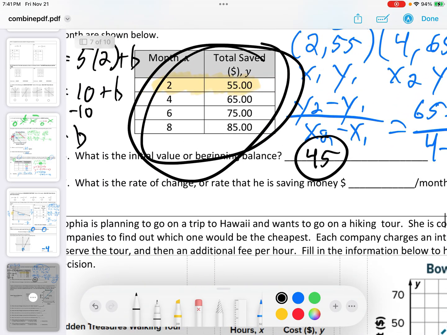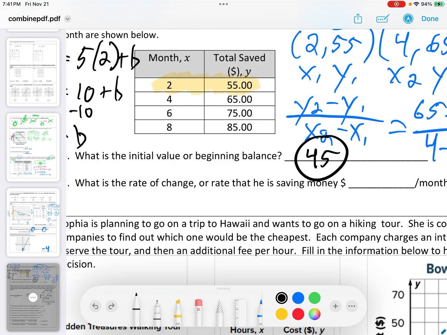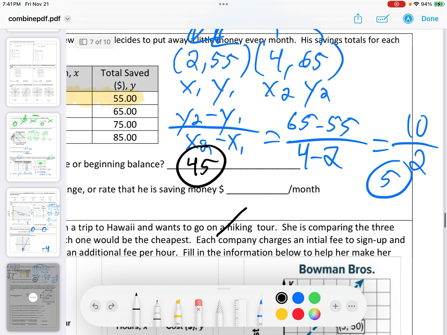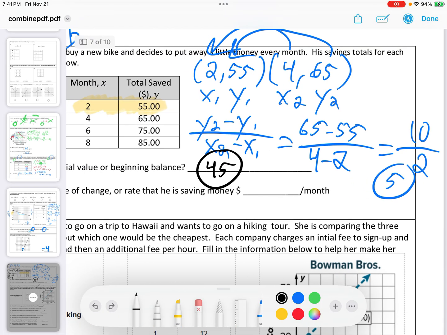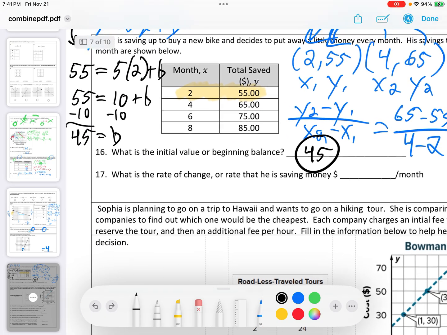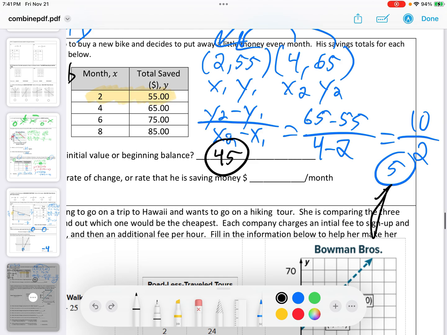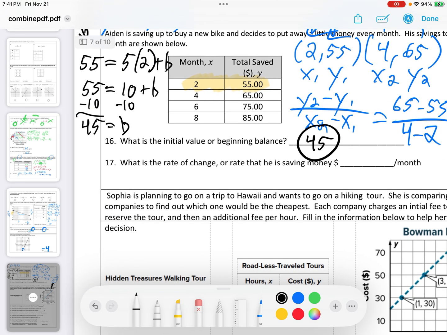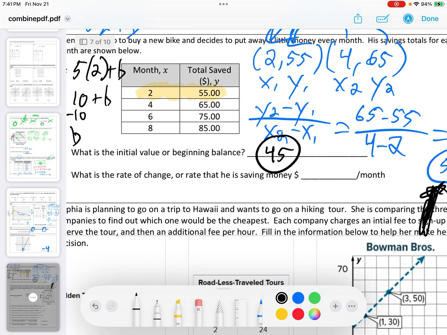Because if the numbers are harder, like for instance, if it said $55.91 and $65.23, or even thousands of dollars and cents, then you could not do it in your head. So those are the steps. No matter how complicated the numbers are, you'll be able to calculate your answer. What is the rate of change? Well, we found that. It was $5 a month.